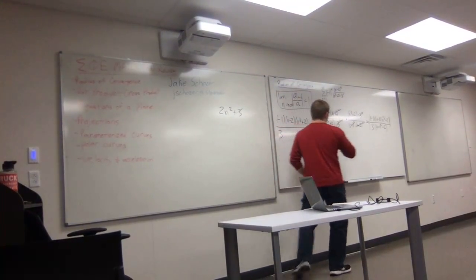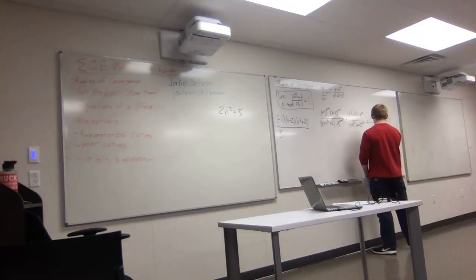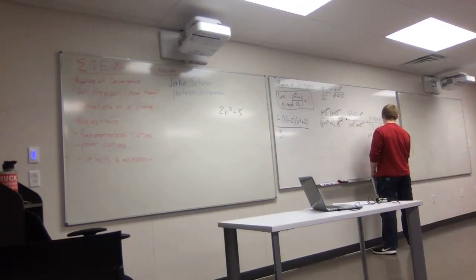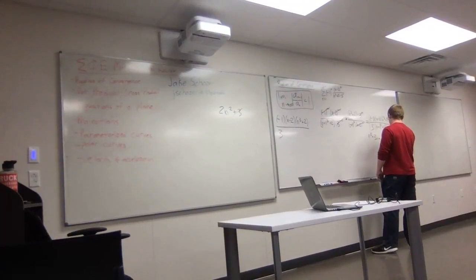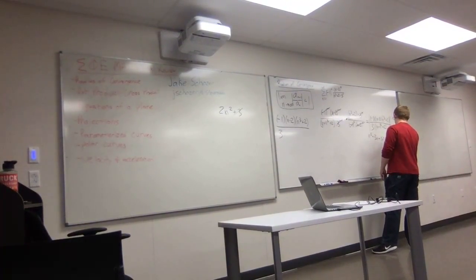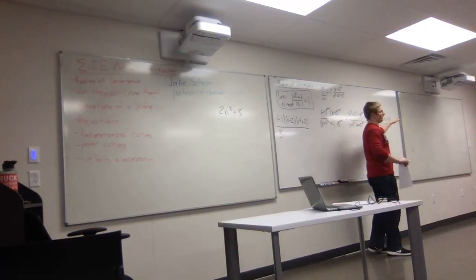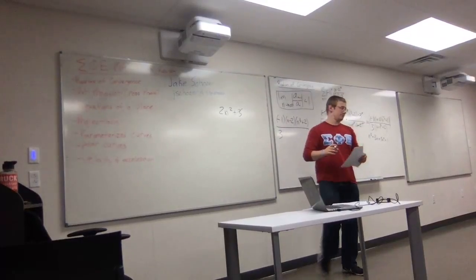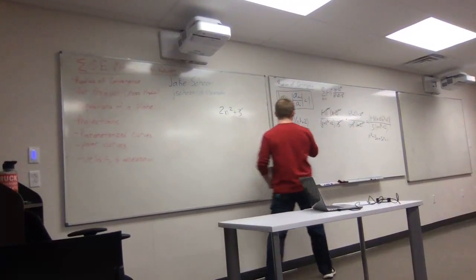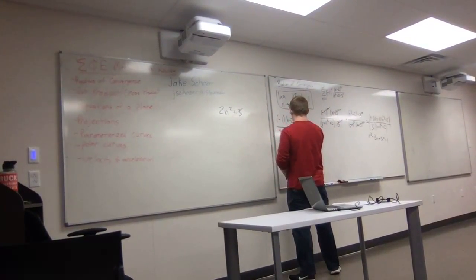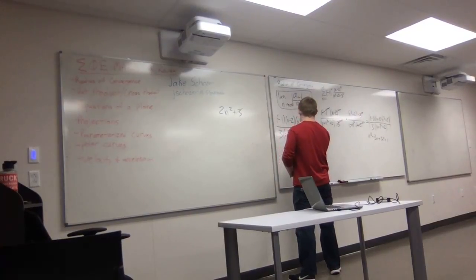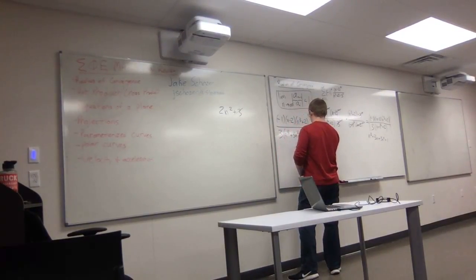So n plus 1 cubed is going to be n cubed plus 3n squared plus 3n plus 1. And that's just doing n plus 1 times n plus 1 times n plus 1. So I'm going to bring that right here. We have n cubed plus 3n squared plus 3n plus 1.